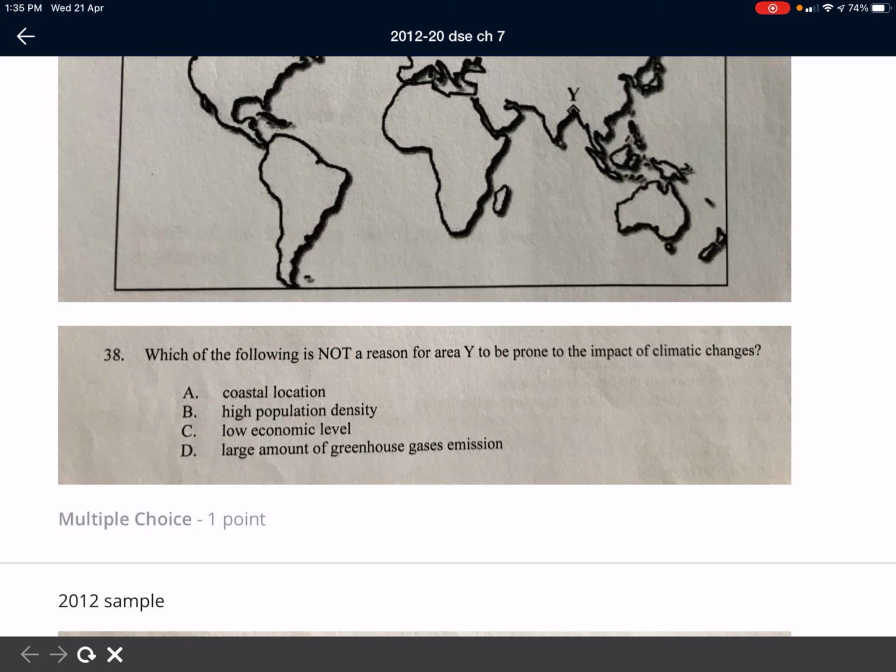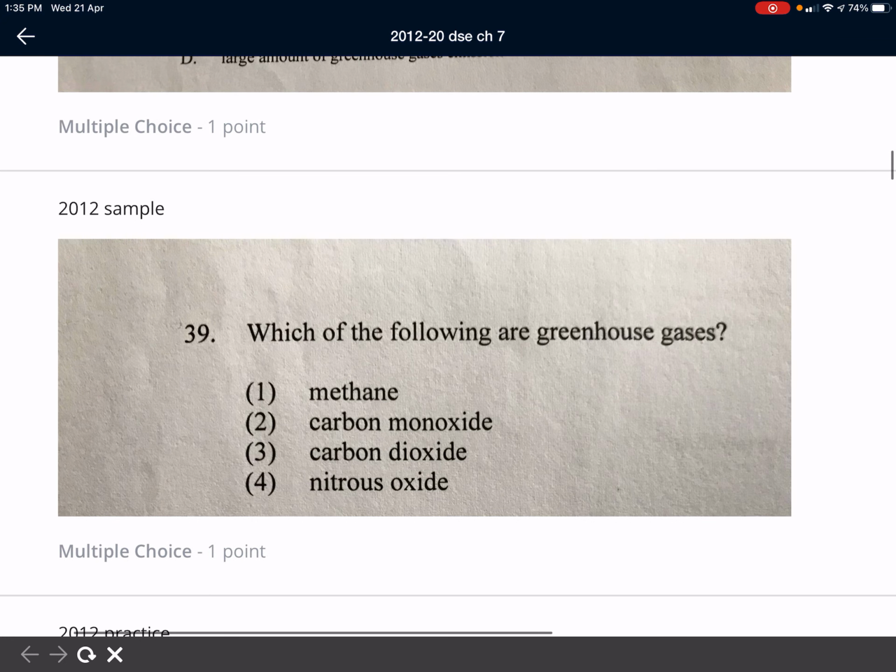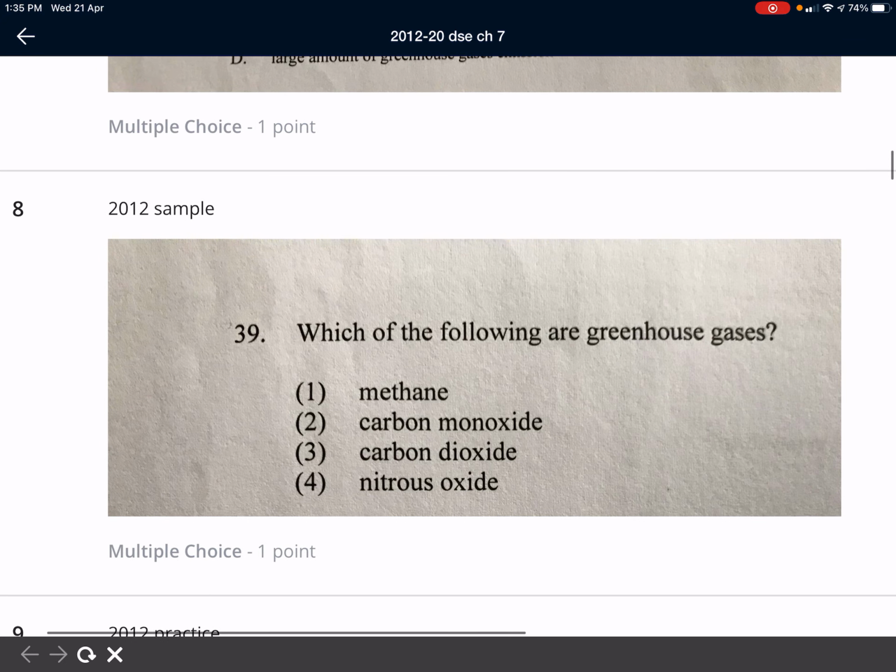And D is talking about a large amount of greenhouse gas emission. Is it the case? I don't think so, because Bangladesh itself is an LDC, and an LDC is not really going to produce a lot of greenhouse gases, because their economic development is not very strong. Okay, and number 8, which of the following are greenhouse gases?